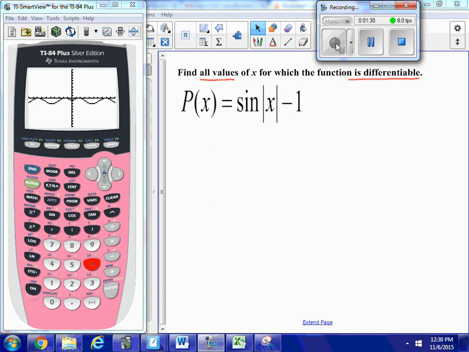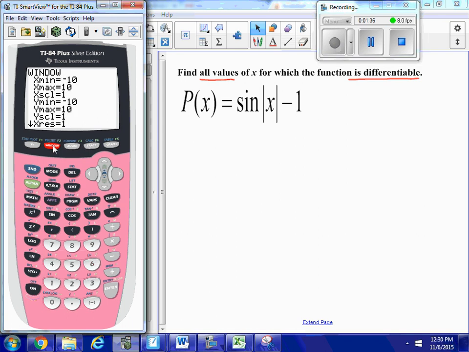So I'm going to try and zoom in there at 0, and it looks like it's at the point 0, 1. So I'm going to change my window, and I'm going to make my x minimum negative 1, and my x maximum positive 1. I'll make my y minimum negative 2, and my y maximum 1. And let's see what it looks like now.